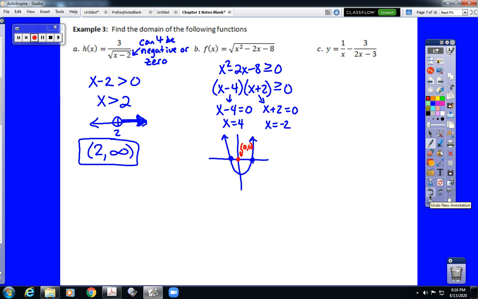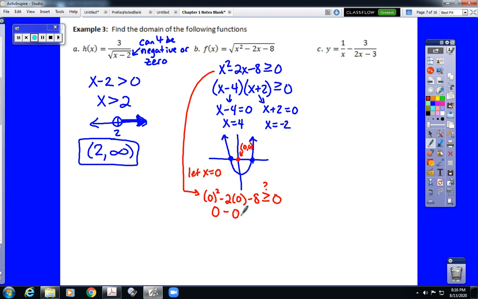So we're plugging in 0 for x, and we're saying, okay, 0 squared minus 2 times 0 minus 8, and we're looking to see whether or not that is greater than or equal to 0. We're letting x equal 0. So that would be 0 minus 8, which is a false statement because negative 8 is not greater than 0. So this area is not shaded, which means we're shading outside that region.